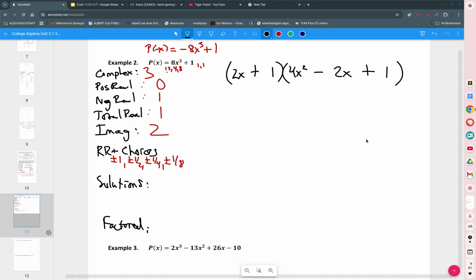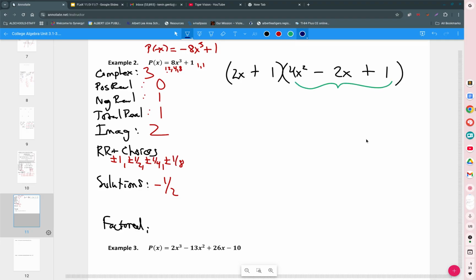Well, that tells me right away exactly what one of the solutions is. What is one of the solutions? Negative 1/2. That confirms with what we thought because it says that it will be negative and it will be real. What do we know about the other two? They will be imaginary. This does not factor, so how do I go about it?